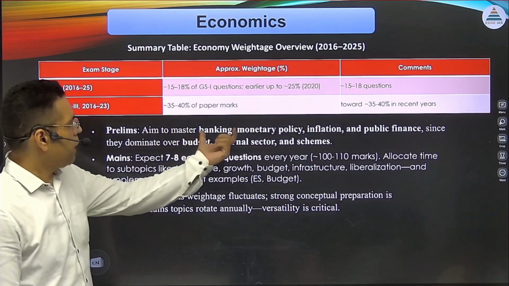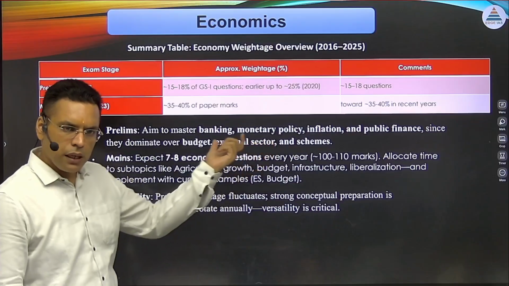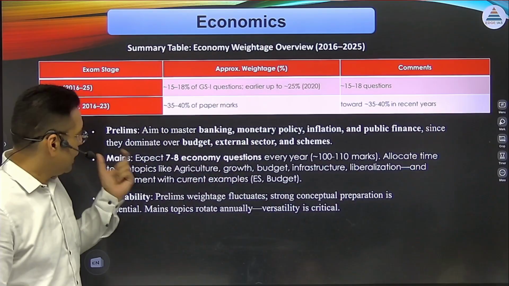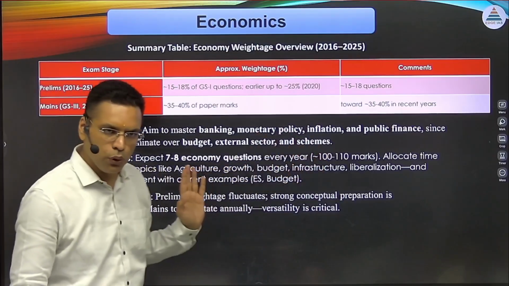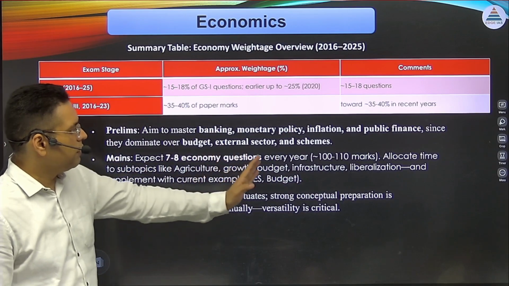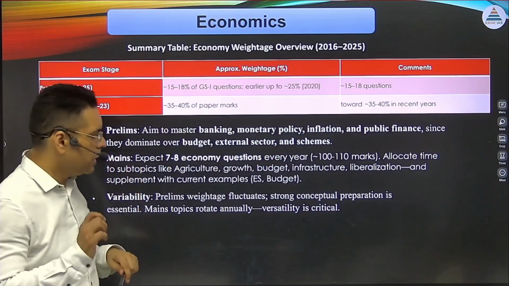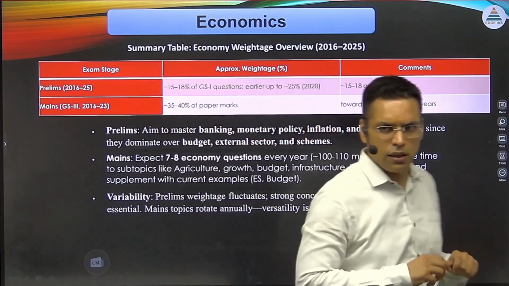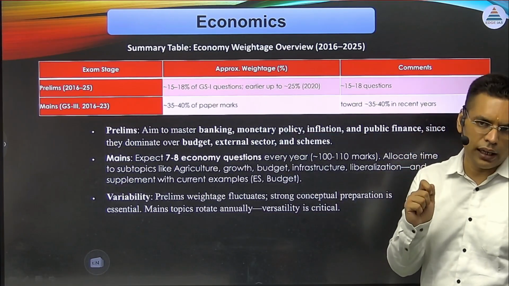Okay, so then banking, monetary policy, public finance, budget, external sector, schemes, these are the major topics where you'll get maximum questions. In mains, 7-8 questions can be expected, where 100 to 110 marks आपको mains में 250 में मिलेगा, and topics like agriculture, growth, budget, infrastructure, liberalization, and all the topics that you are studying, they have to be conceptual, and contemporary relevance has to be asked. Contemporary relevance means any topic that is asked, why it is being asked right now.